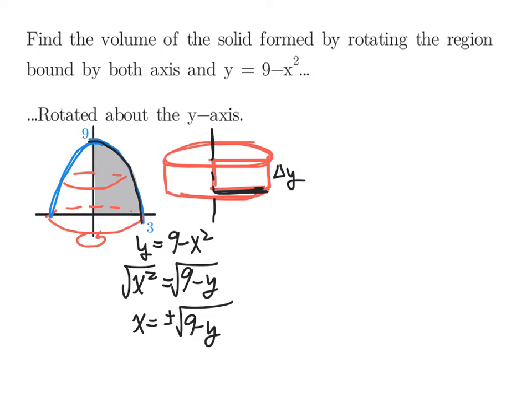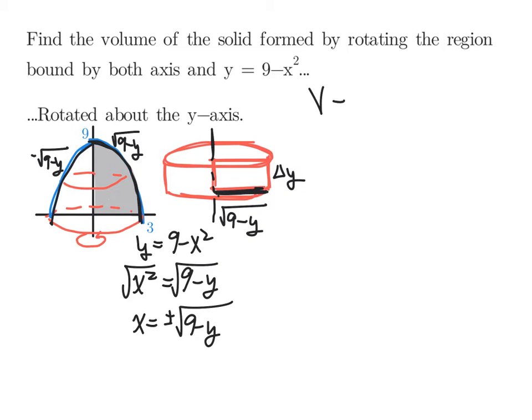Now where we get the plus and minus from is that the right side of this curve is going to be the positive square root of 9 minus y. The left side is going to be the negative root of 9 minus y. Since I'm looking at things horizontally like this, I'm going to call that radius the square root of 9 minus y. And now we have everything that we need to come up with our definite integral to find the volume.